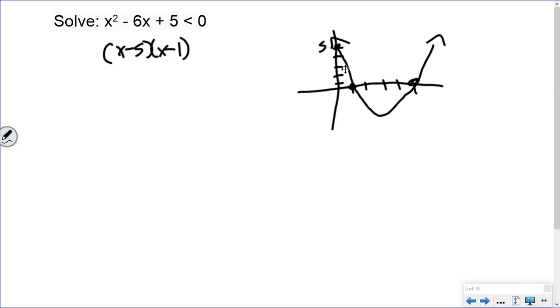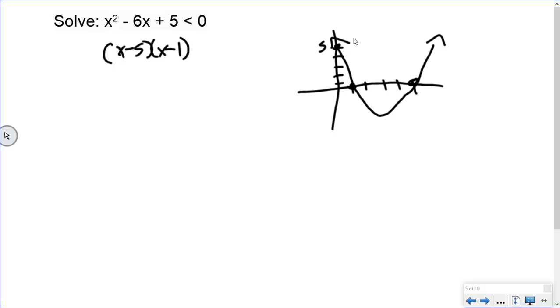So really, all I care about is when is this thing less than 0, right? That's what I'm trying to do. So now that I have this graphed, when is this less than 0? That's what we're trying to figure out. So looking at my graph, when are the y values negative? And they're negative between my two x-intercepts.